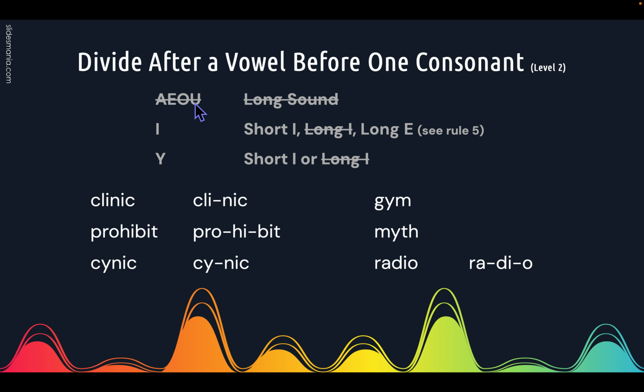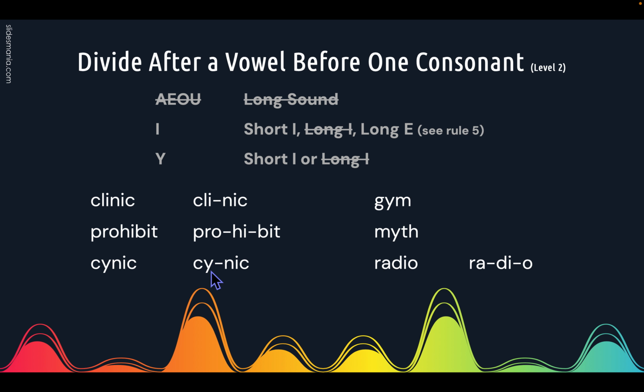So the rules that are crossed off here are not going to apply to this page, just to make it easier. So on this page, we are going to use the short I or the long E for the letter I and the short I sound of I for the Y. So we're going to divide after the vowel before a single consonant, but we're going to use the short I sound of I for clinic. Here, this O is going to keep its long sound following this part, but we're going to use the short I sound. So we're going to have prohibit.